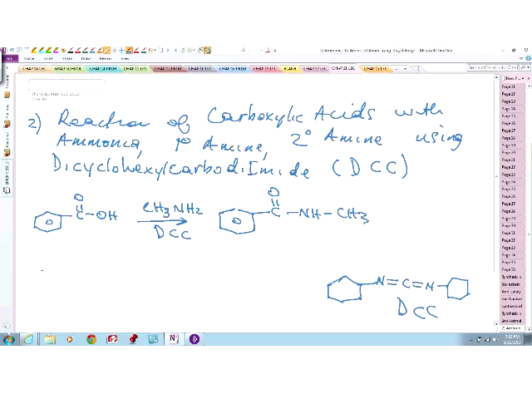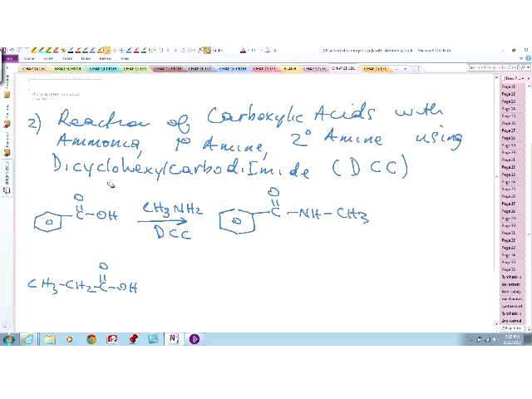Okay. Or if you want to make another example to do this, take this out of here. Say this is C. This amine, in the presence of DCC, to form the secondary amide.